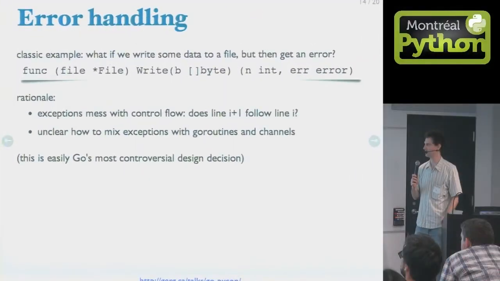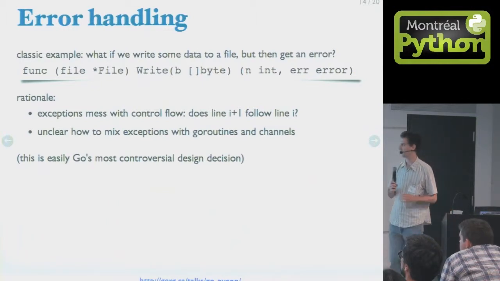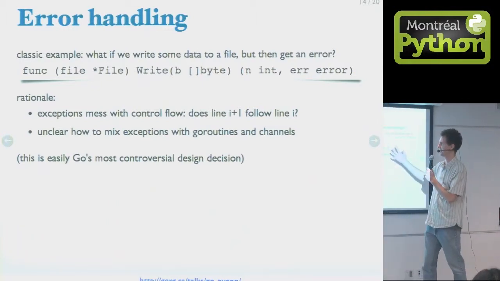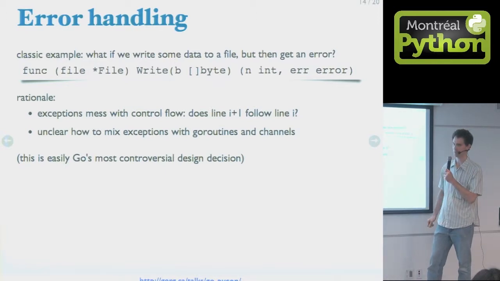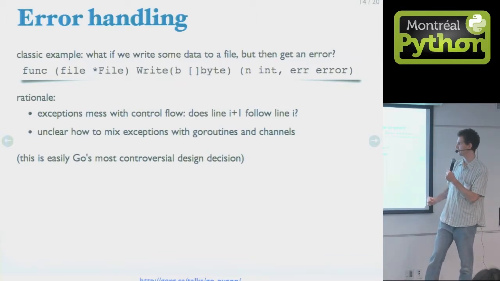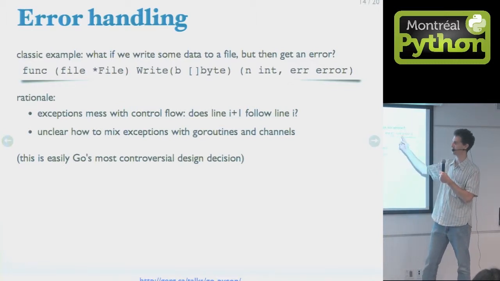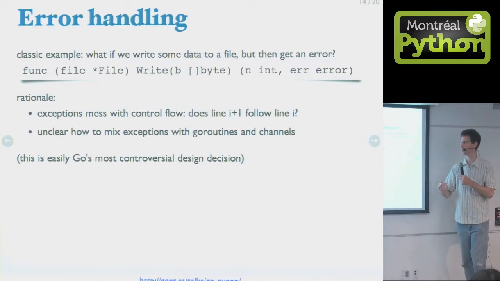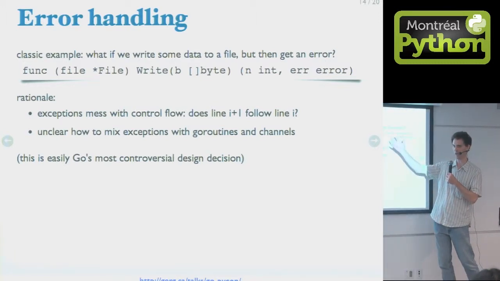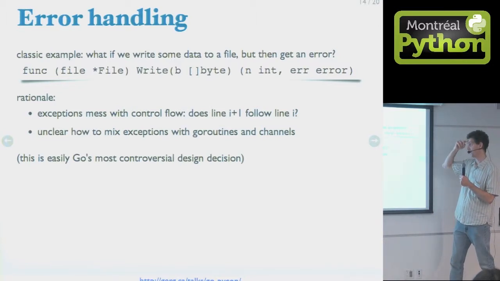So here's an example of error handling in Go. It's a classic example. You're writing a million bytes to a file, and halfway through, the disk fills up. What do you do? You've got partial success and partial failure. Well, the answer is you return the number of bytes written, 506,000 or whatever, and you also return an error object. So the good news is that Go accurately represents what really happened writing this file to disk. The bad news is you've got a lot of tricky cases to handle here.